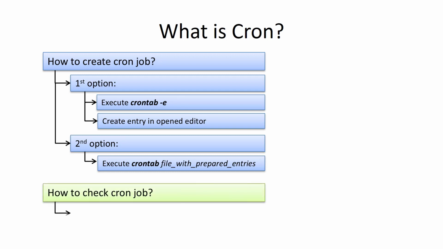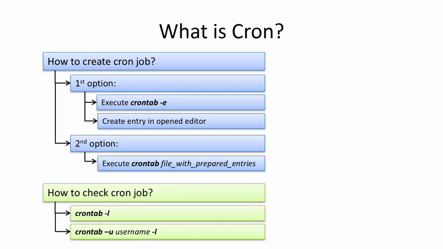If you want to check existing cron jobs, you can try one of these commands. The first one will display cron jobs of the current user, and the second one will show cron jobs of other users. But in this case, you need to have elevated privileges. As a pen tester, you need to check existing cron jobs to hide your backdoor instructions.